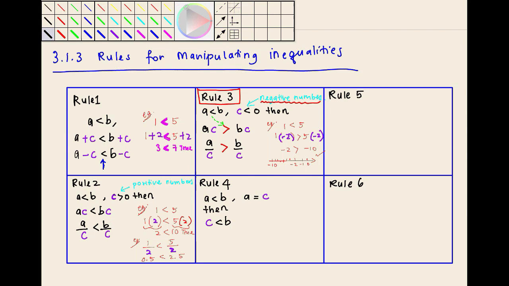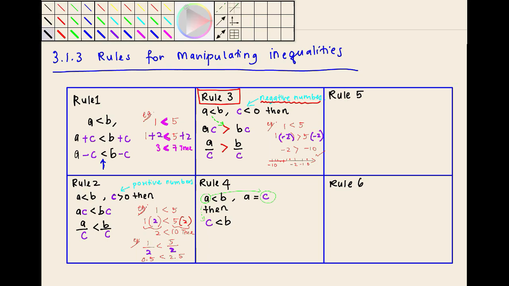So contoh for example, let's say A is less than 5. Okay, A is a number and that number is less than 5. And then you know that given that A is equal to a number, let's say 2. Okay, so kalau A sama dengan 2, that means 2 is less than 5. Okay, so that means A over here, you replace sahaja dengan C. So dia dapat, of course, C is less than B. So same thing, there's no changing notation of the inequality. It doesn't change the direction of the inequality. Now, we move on to rule number 5.